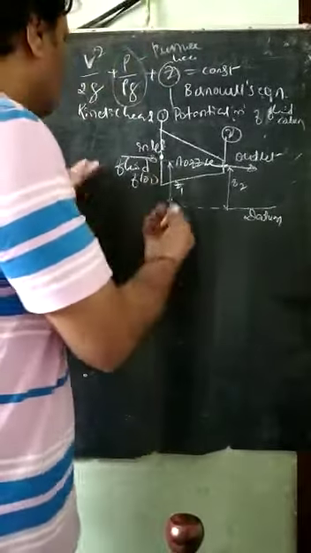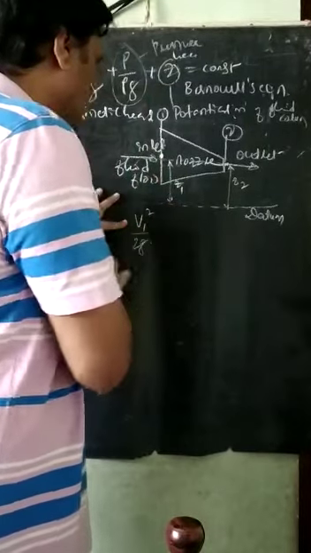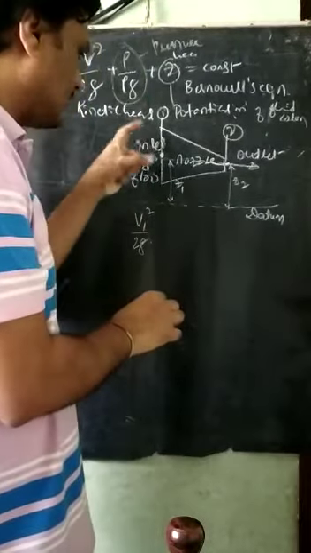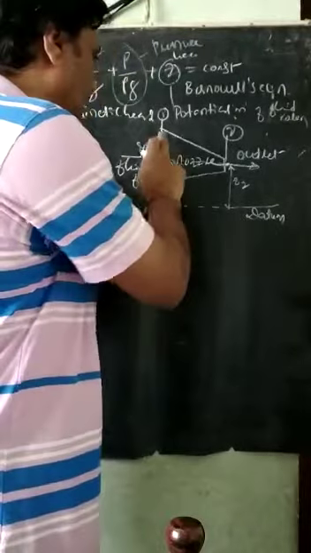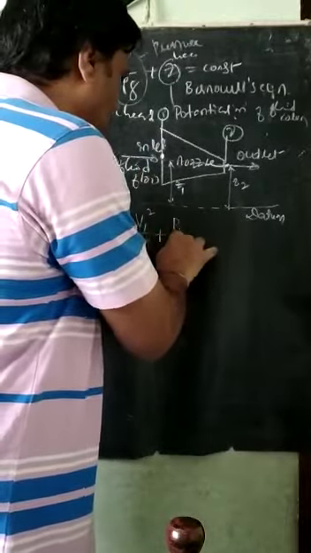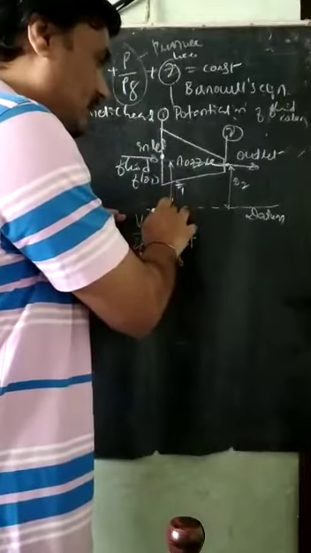So how to apply this one? Very simple to apply. It is V1 square divided by 2G, this is the kinetic head at section 1, plus the pressure head. Pressure head at section 1 is P1 divided by rho G, plus the potential head.